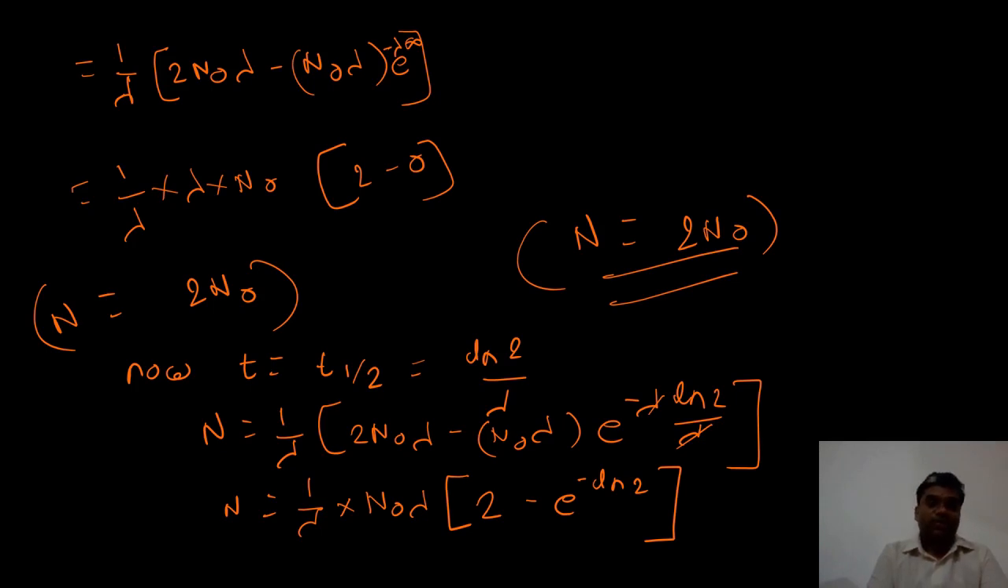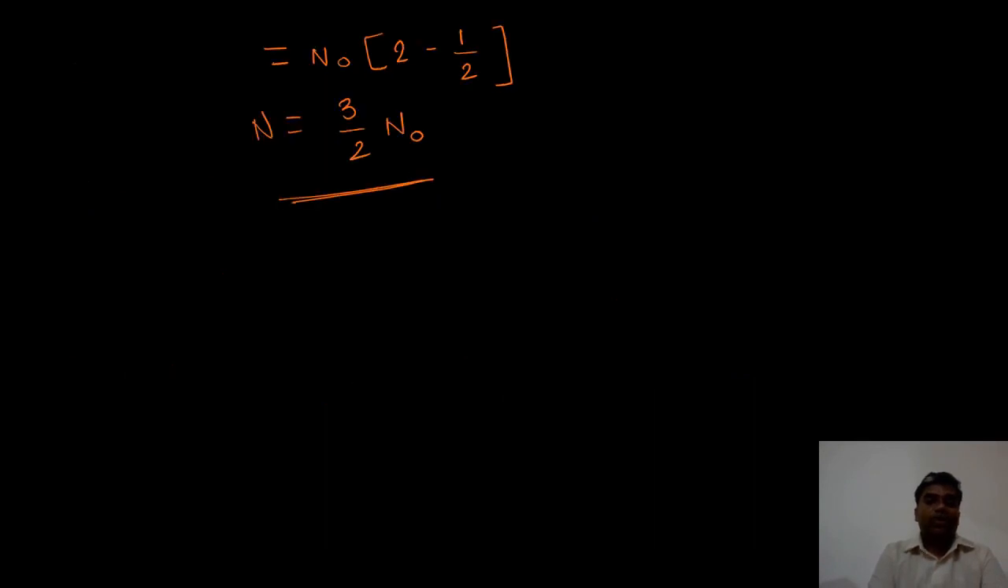Then third, when t is equal to the half life, that means t is equal to ln 2 upon lambda, what is N? Simply put in 1/lambda times 2 N naught lambda minus N naught lambda e raised to minus lambda into ln 2 upon lambda. Solving this equation, you get N equal to 3/2 times N naught. This is the end of the numerical. Thank you, students. I hope you are getting this. This is totally a conceptual problem. Here you have to use integration, put in the upper and lower limits, and solve the equation. The concept is very simple. Thank you.